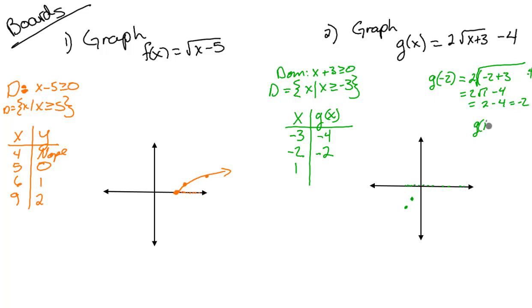g of 1 equals 2 times the square root of 1 plus 3, minus 4. That equals 2 times the square root of 4, minus 4. 2 times 2 minus 4 equals 4 minus 4 equals 0. Huh! Look at that. If we stick in 1, we get 0. So that's this point right here. So we can see that we're headed off like that. And there's our graph with our domain. Nice job. Let's go look at the rest of radical equations.